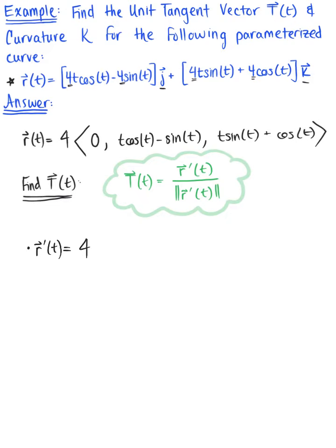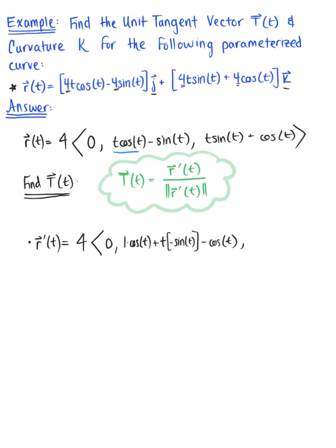And again, I'm keeping 4 on the outside. 0 differentiates to 0. And now just be careful here. With this t cosine of t, we need a product rule. So that's going to leave us with 1 times cosine of t plus t multiplied by negative sine of t. And then the derivative of minus sine of t leaves us with minus cosine of t.